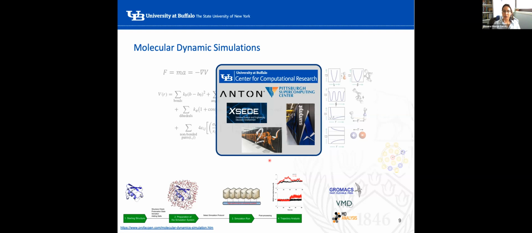So we run very long simulations. With the computational resources today, we can certainly get our trajectories within the lifetime of a PhD student or of a master's student, but having access to Anton or other very fast high performance computing centers is definitely beneficial for us.